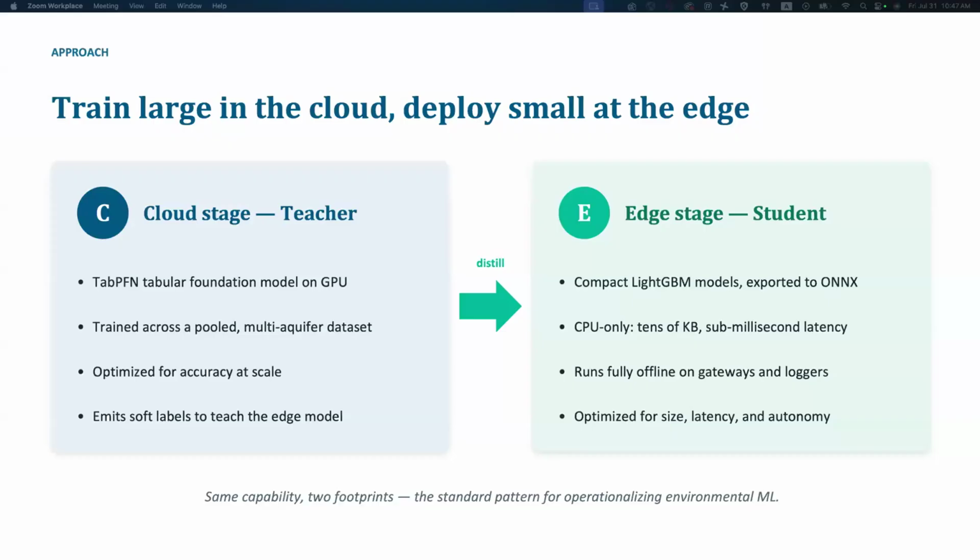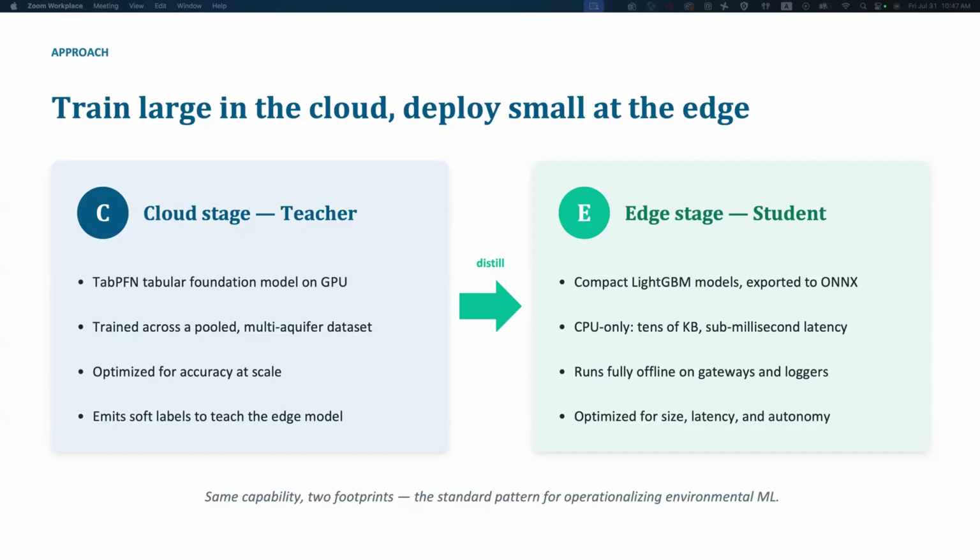Next slide. Now, here's the core of how we did it, and it comes down to one idea: train a large model on a large dataset in the cloud and deploy a small one at the edge. On the right side, we have the cloud, which is the teacher. We use TabPFN, a tabular foundation model running on GPU.